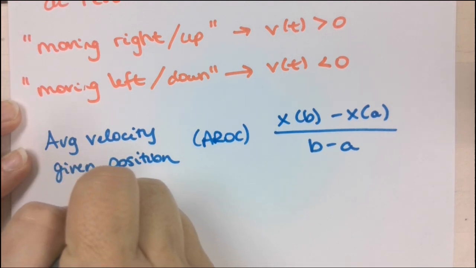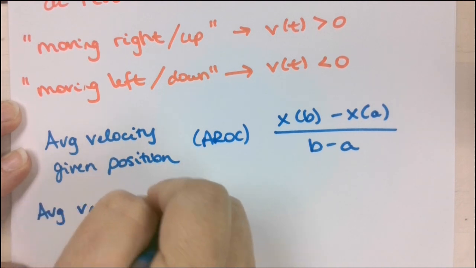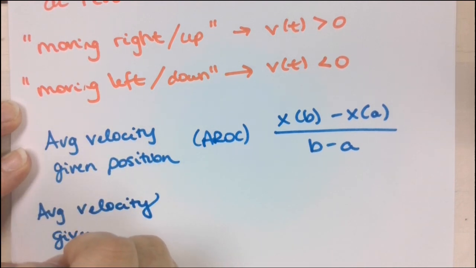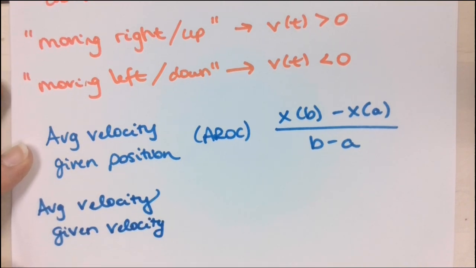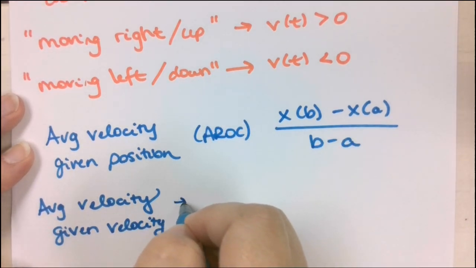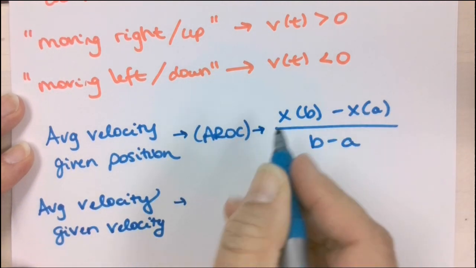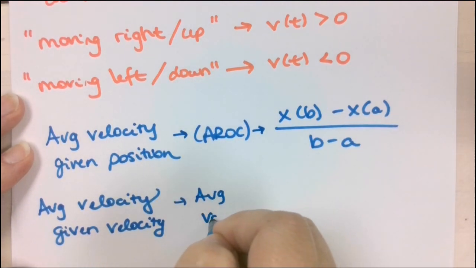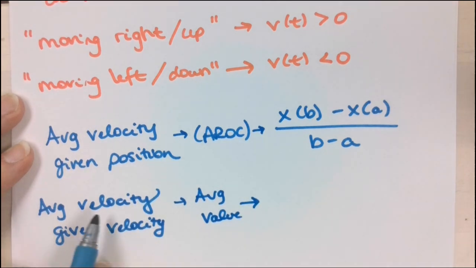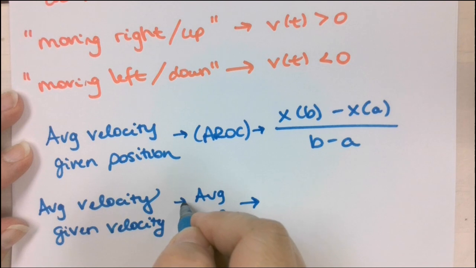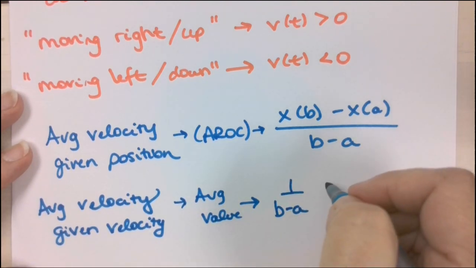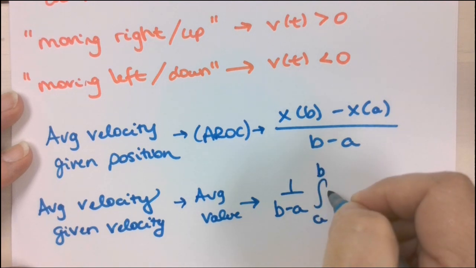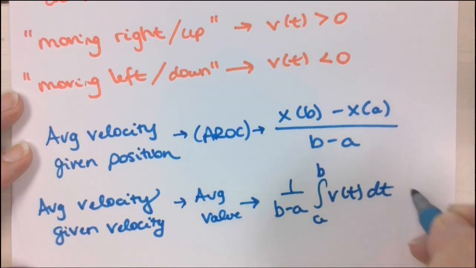However, if I'm asked for average velocity and I'm given a velocity function, this is asking me for an average value, because it's asking me to average the thing that I have. And so in that case, we're going to use the formula 1 over b minus a, times the integral from a to b, of v of t dt.